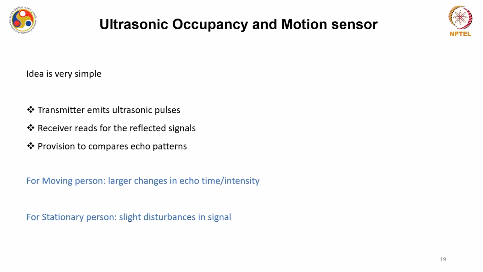So the idea behind these sensors is very simple. You have transmitters that emit ultrasonic pulses. Then you have a receiver which reads the reflected signals. Please note that I am talking about ultrasonic pulses and not ultrasonic signals. I am talking about signals in the form of pulses, which is very important. We will see this while we discuss the construction of ultrasonic occupancy and motion sensors.